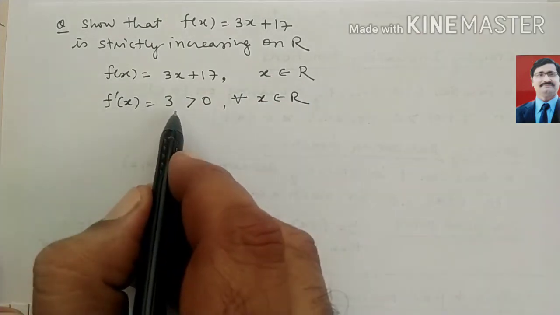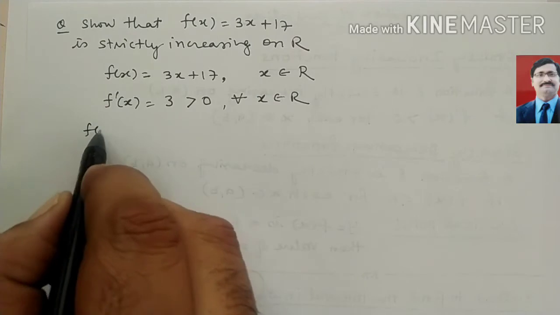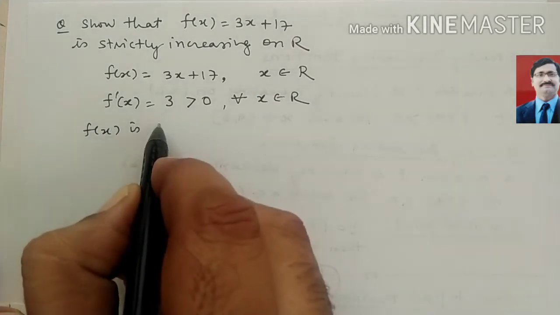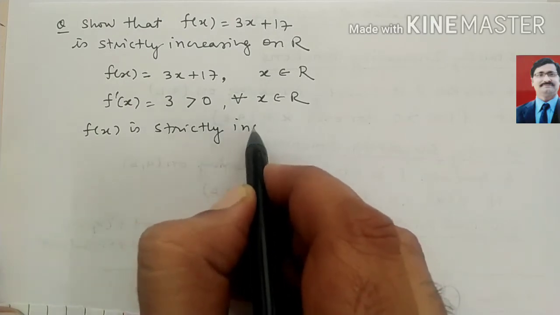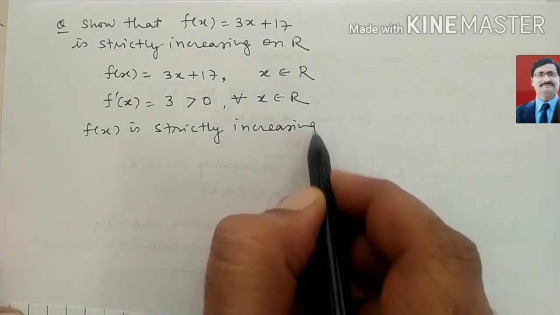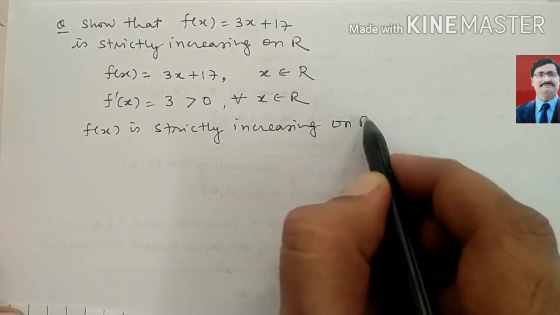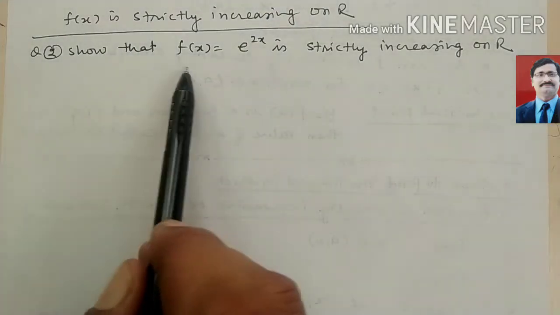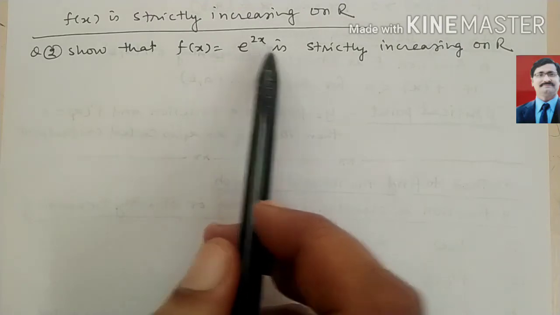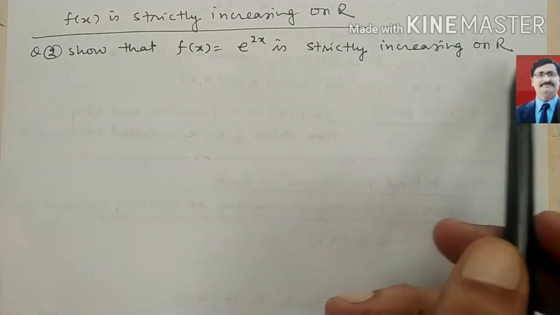So it is greater than 0, which means you can say f(x) is strictly increasing on R. All of you understand this? This is a very simple solution. Look at the second question: show that f(x) is equal to e power 2x is strictly increasing on R.